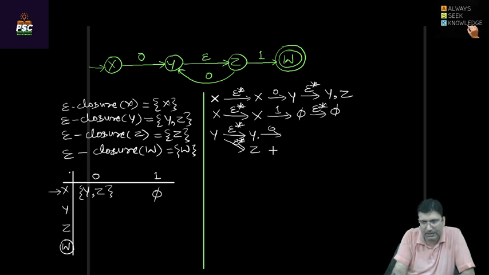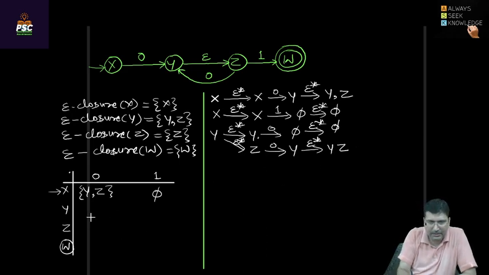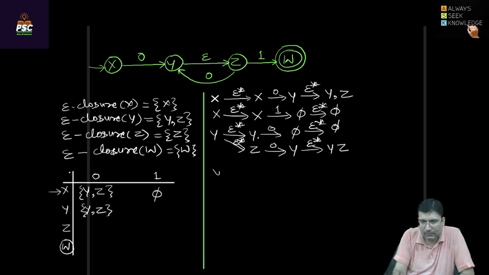Now let's say 0 I am considering as input. From y, when 0 is coming, on y there is no input as 0. On z there is input 0, so you are reaching y. Now when you take the null closure of this and of this, you will get phi here, but y will give you y and z. So ultimately y and z we will get when 0 occurs on y. On y, again the same thing: when we calculate the null closure, we are getting y as well as z.